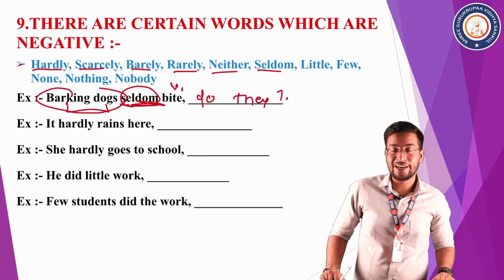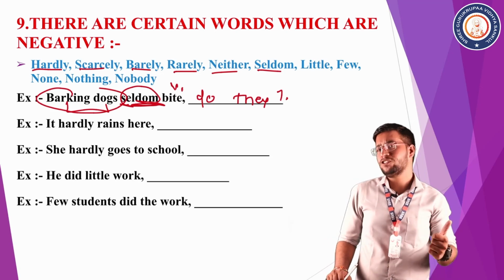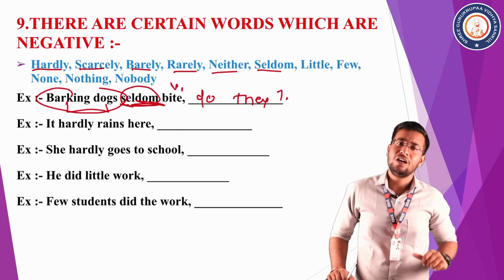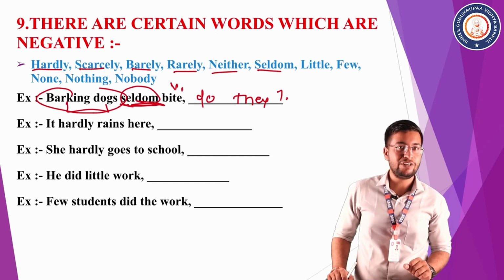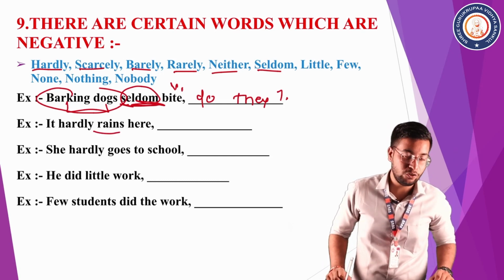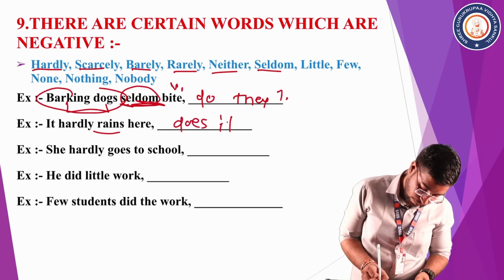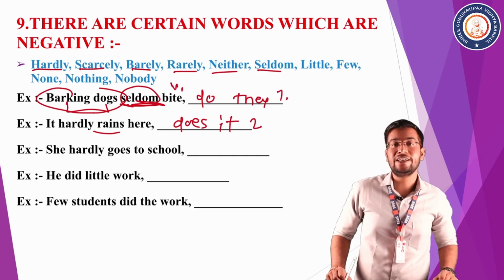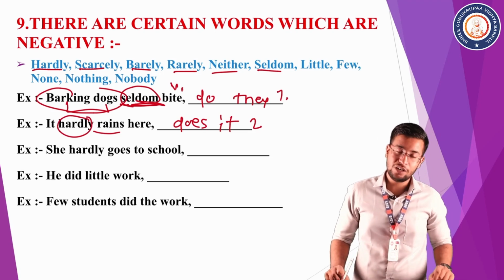It hardly rains here. In this example also there is no helping verb, so it is either present indefinite or past indefinite. If you look at this example, it is present indefinite. Why? Because rains is here, it is not V2. So it will be "does it". We haven't used "doesn't". Why? Because here hardly makes this statement negative, so we will use "does it" only.